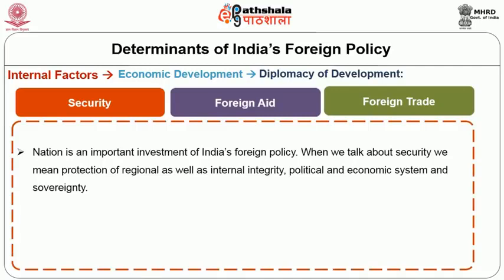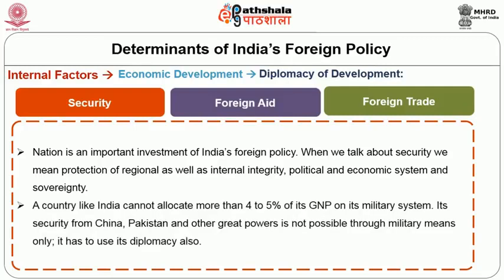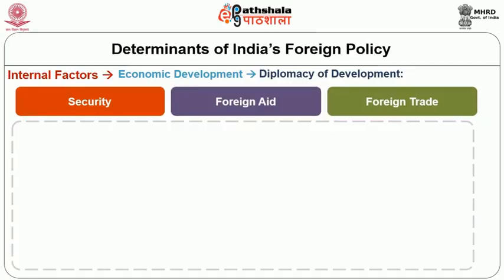When we talk about security, we mean protection of regional as well as internal integrity, political and economic system, and sovereignty. A country like India cannot allocate more than 4 to 5% of its GNP on its military system. Hence, its security from China, Pakistan, and other great powers is not possible through military means only. It has to use its diplomacy also.